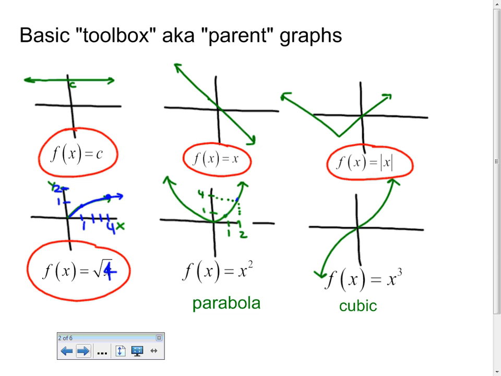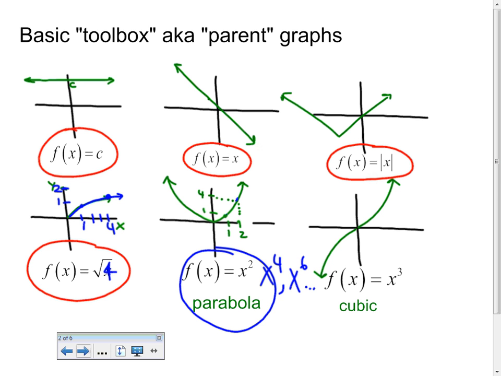The next parent graph that we look at is anything to an even power. Usually x squared, but we can get x to the 4th in there, x to the 6th power. They all look like parabolas. They're even functions, so they're going to be symmetric around the line of symmetry, which is right down the middle of it.